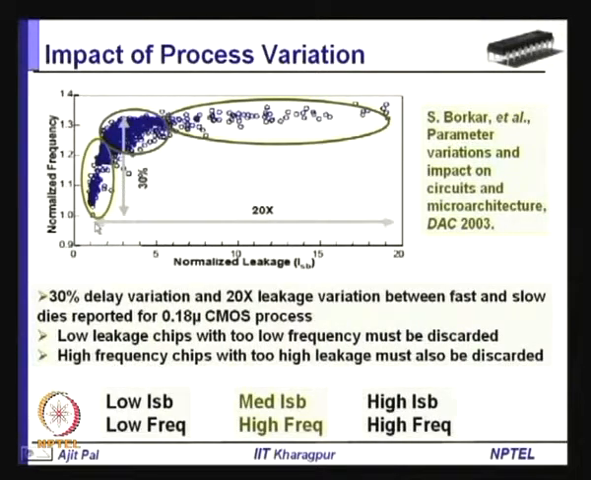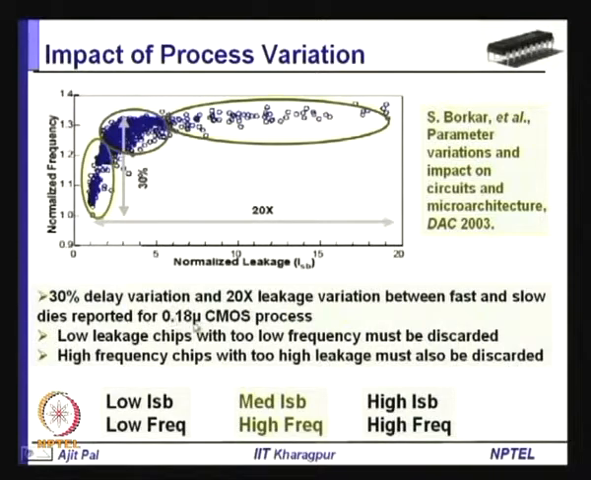However, if we look at the variation in the leakage current, we find that ISB, that is the leakage current, that variation is 20x. That means, the range over which the variation is occurring is 20 times, 20 times of the nominal. So, 0 and this is roughly 2, and here it is close to 20. So, you can see 20 times variation in the leakage between the fast and slow dies.